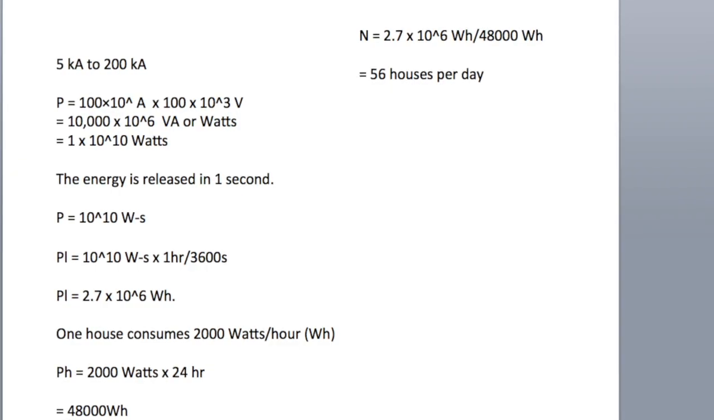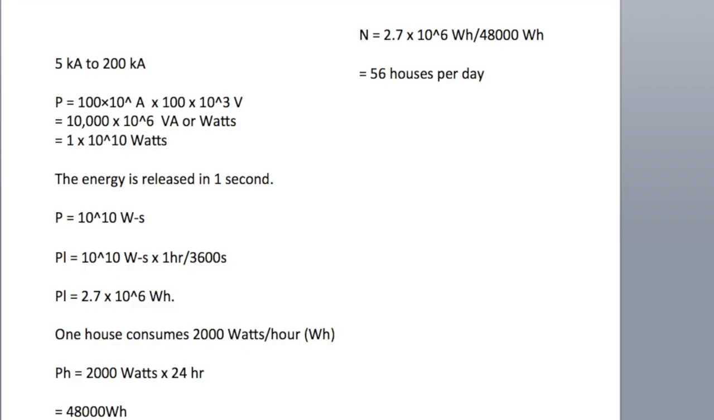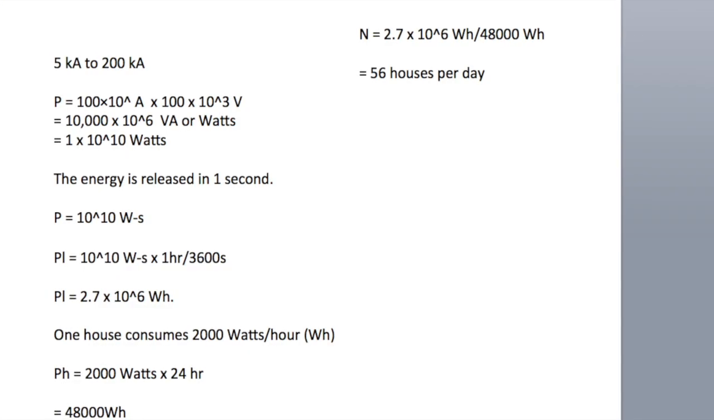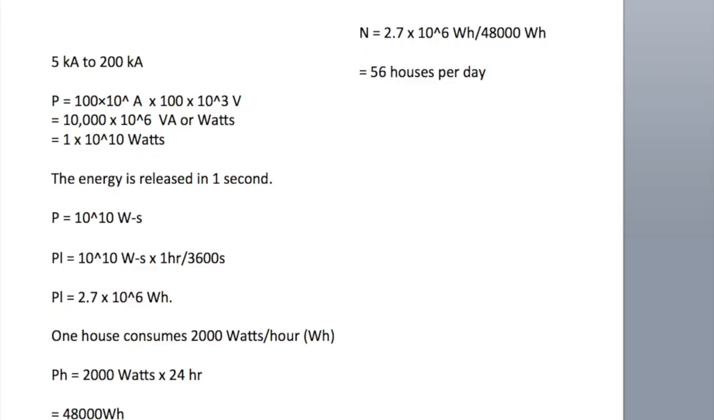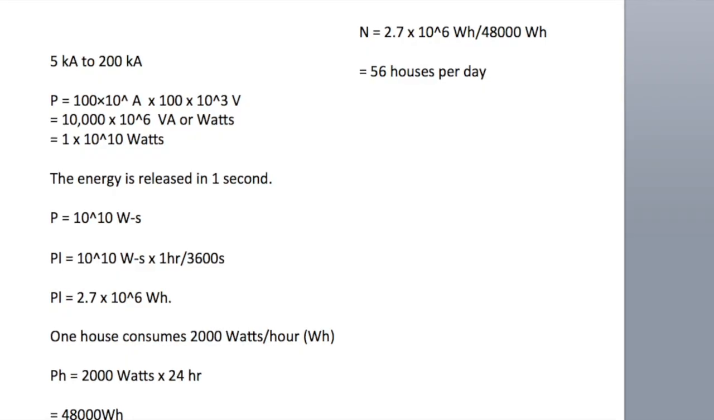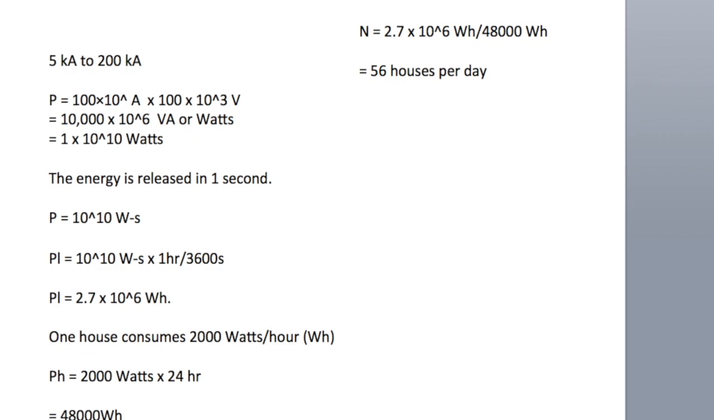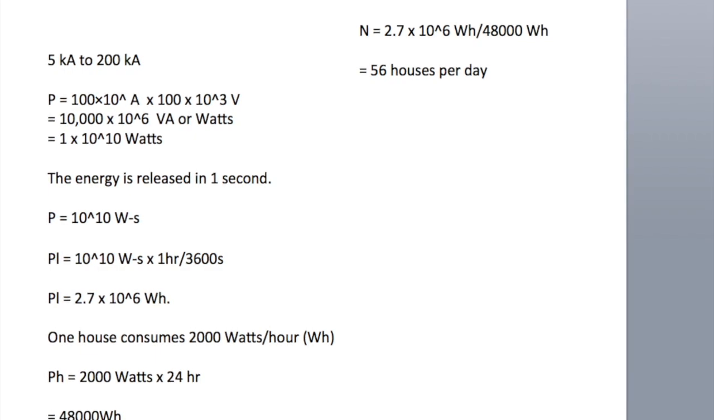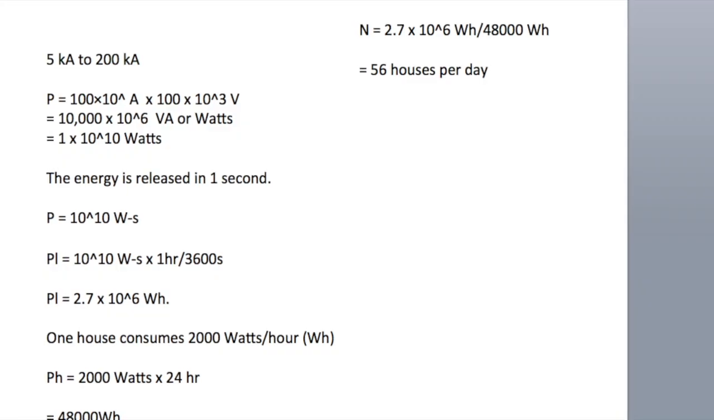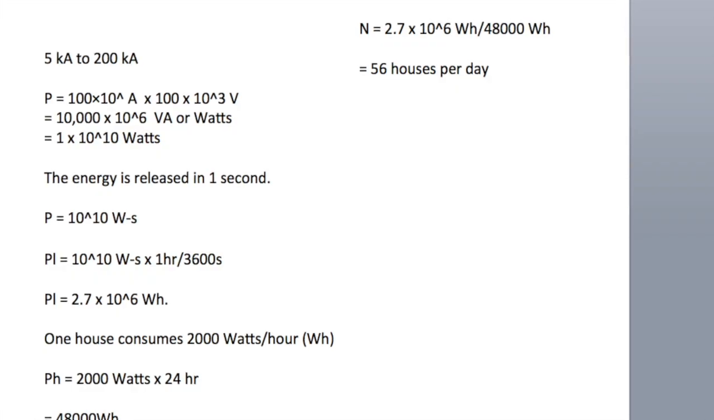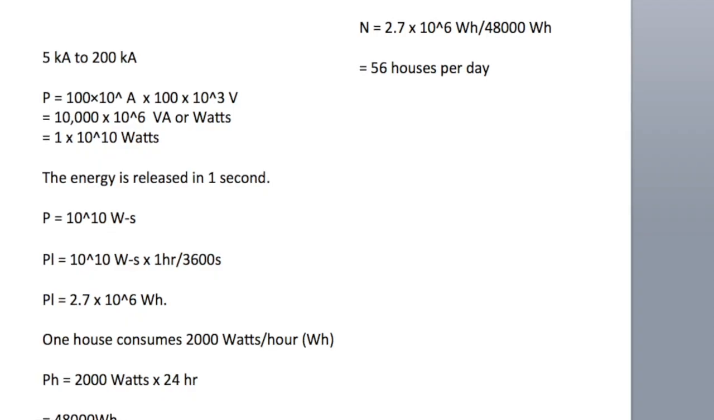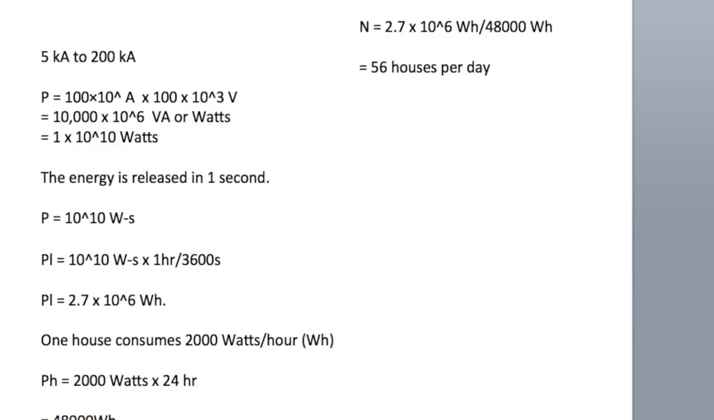So if we divide the power drawn by the house into the power of a lightning bolt, we'll have how many houses that bolt can power. Now we have that a bolt can give 2.7 times 10 to the 6 watts per hour. And a house to work needs 4 times 10 to the 4 watts per hour. We make our division, we see that around 56 houses can be fit up with one single bolt in a day. So the answer to the original question is that a big bolt could power a small quantity of 55 houses for just one day.